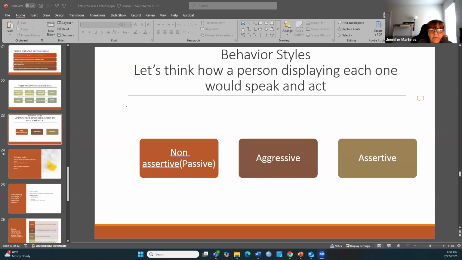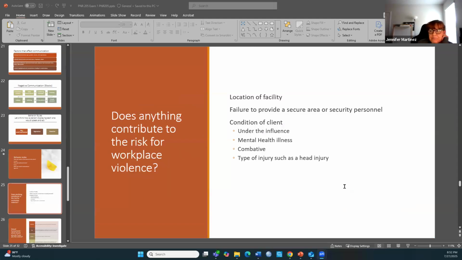Assertive is you being able to say what you need to say. You are using those "I" statements as well. A lot of people have trouble being assertive. You have to stick up for yourself, right? Stick up for your rights as well as advocate for your patients, all through that assertiveness.